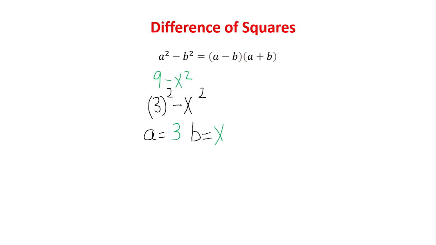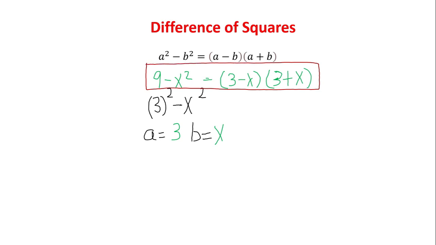So now we can substitute our values into the difference of squares equation. So it would be a, which is 3, minus our b, which is x, times our a, which is 3 again, plus our b, which is x. So here you would have the example of difference of squares when factoring a polynomial.